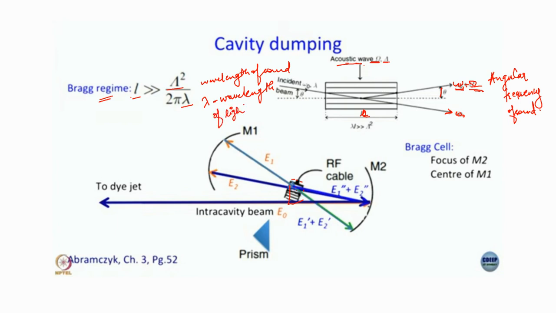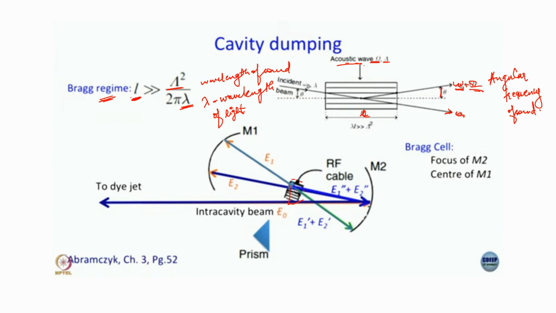Thus we can also say that if you want this length to be greater, you need this to be greater and this to be smaller. So this is the case of the Bragg region. Then, in short, I'll also explain the process of cavity dumping.